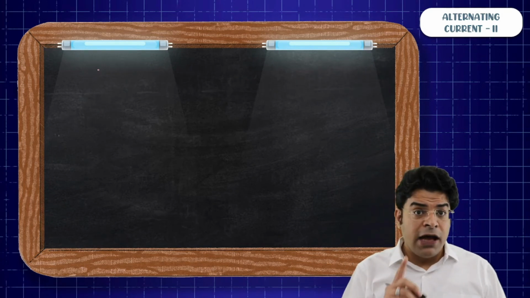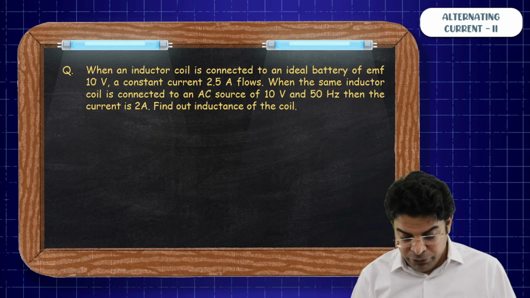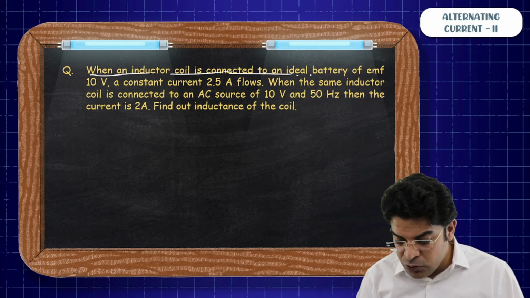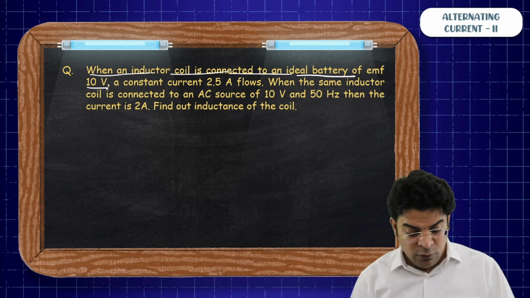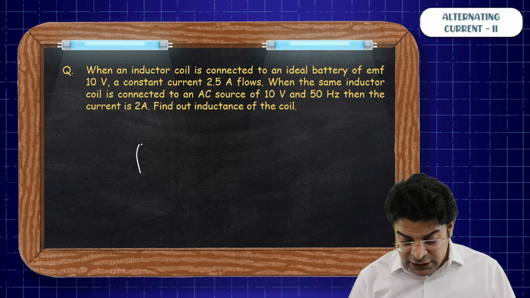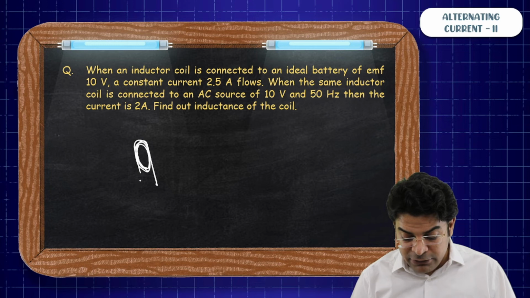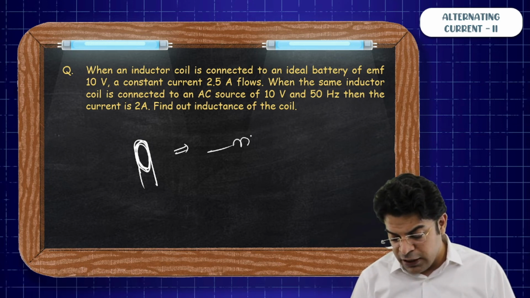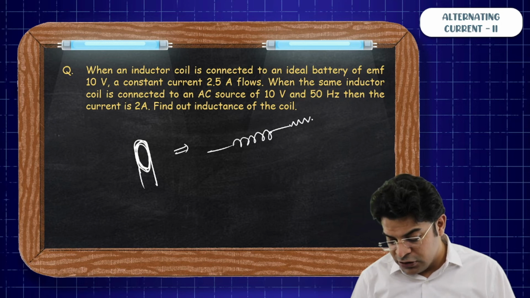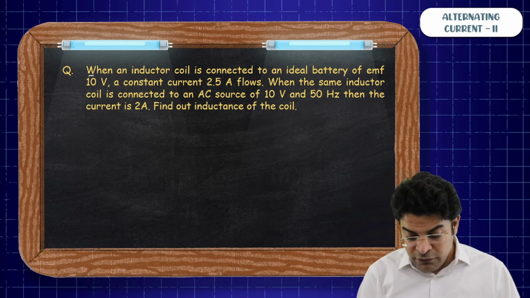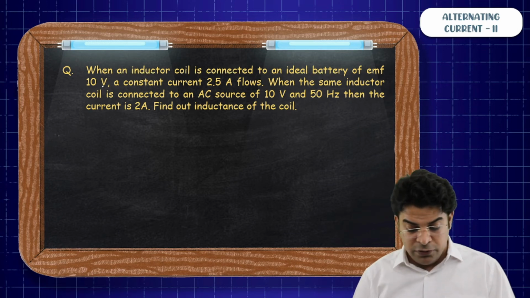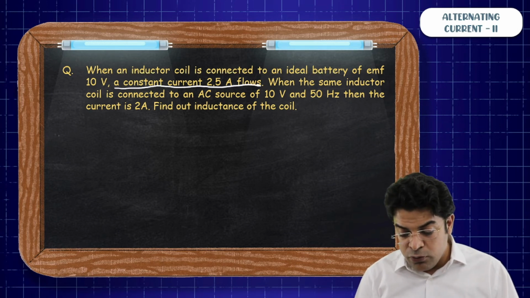So the example I am picking up next is very important. When an inductor coil is connected to an ideal battery of EMF 10 volt. I told you guys in the lecture on EMI, every time they say a coil, always think of a coil to be made up of an inductor plus a resistor. So the question goes like, when an inductor coil is connected to an ideal battery of EMF 10 volt, a constant current of 2.5 ampere flows.